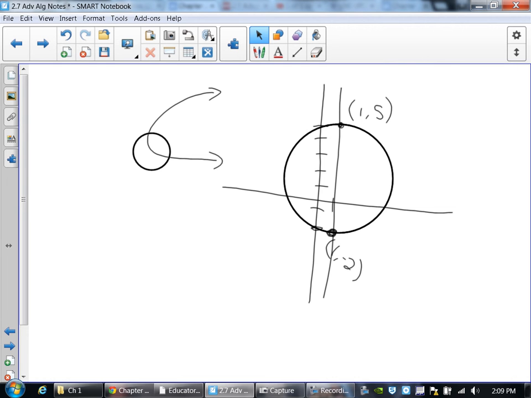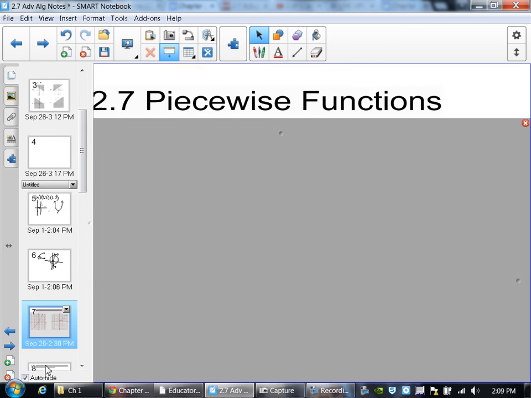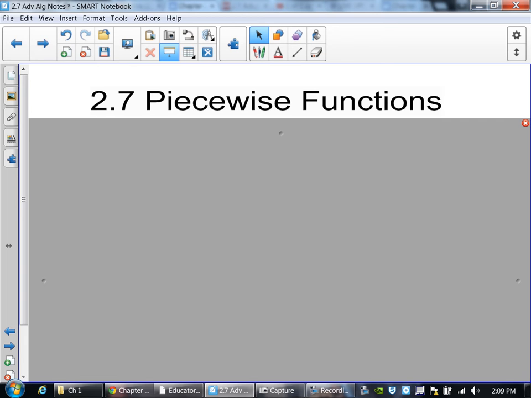Okay? That's all. So back to where we're at, we're talking about these things called piecewise functions. A piecewise function is just pieces of functions. That's it. These are going to be domain-dependent graphs, domain-dependent functions. What I mean by that is that the values of x can change what the function looks like. Take a look.